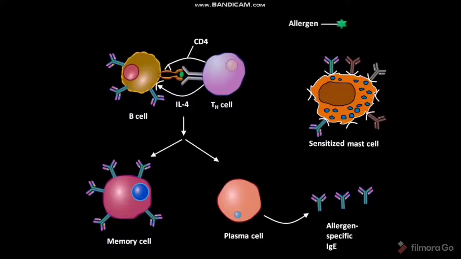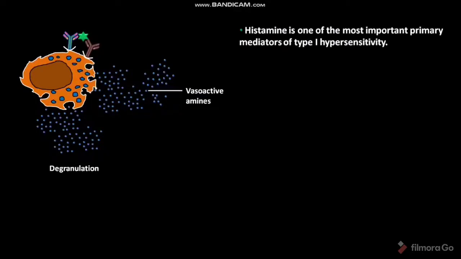When the same allergen is exposed a second time to the membrane-bound IgEs on the sensitized mast cell and basophil cell, the IgEs are cross-linked. This IgE cross-linking causes degranulation of these cells. Due to this degranulation, the granules of the mast cell release pharmacologically active mediators called vasoactive amines. Histamine is one of the most important primary mediators of type 1 hypersensitivity.